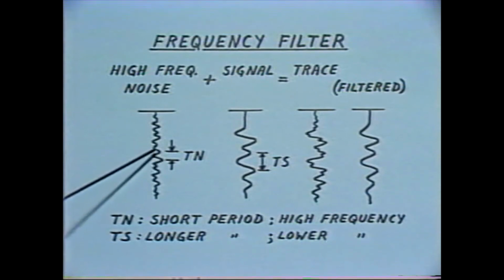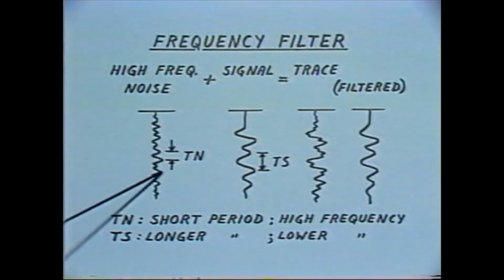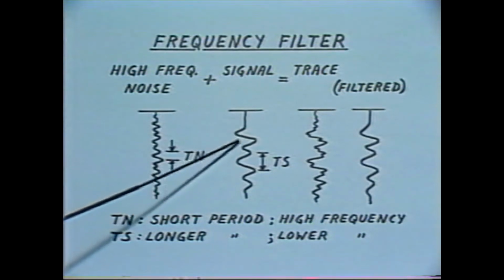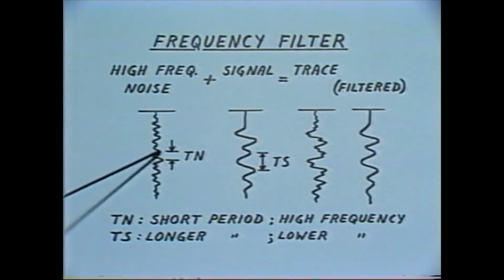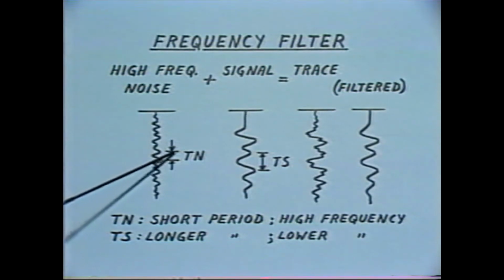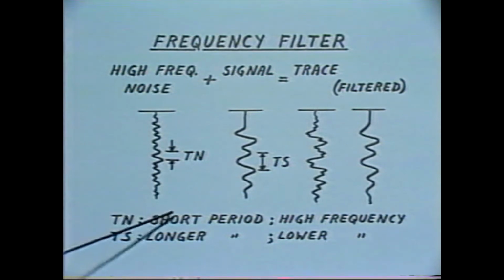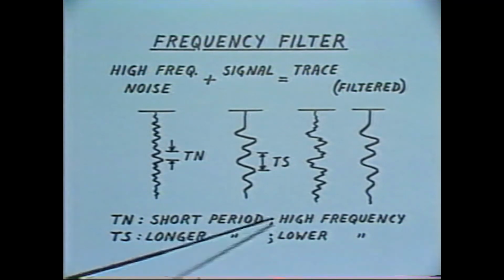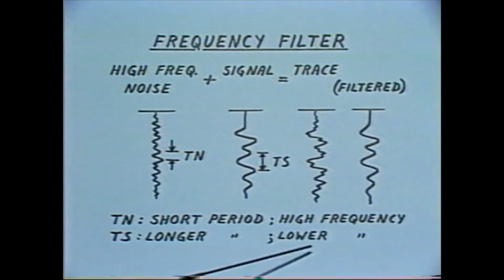High frequency simply means that the wiggles on the trace are more rapid than they are in the case of the signal. So in other words, the period or peak-to-peak distance, say, average peak-to-peak distance for the random noise would be shorter than it would for the signal. A shorter average period means a higher frequency than for the signal.